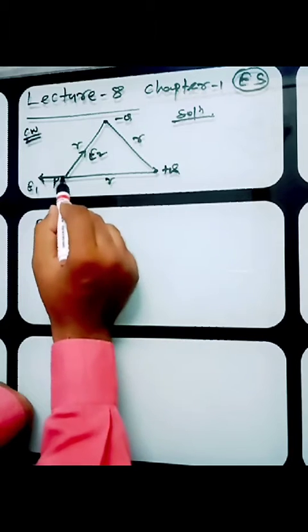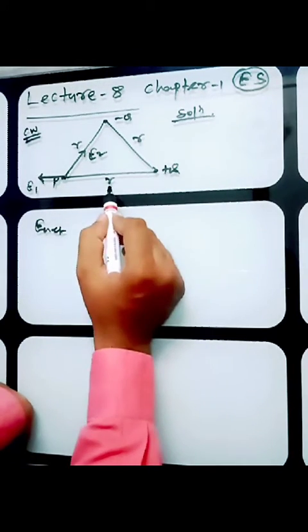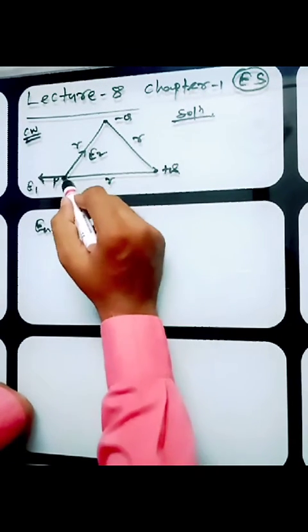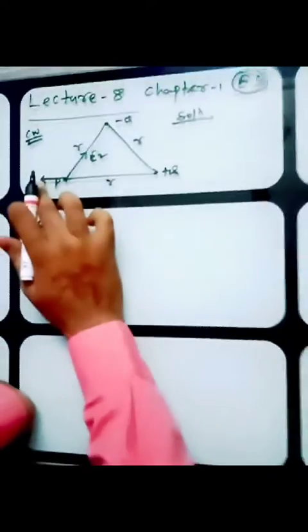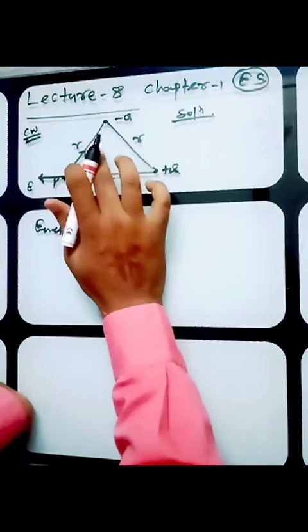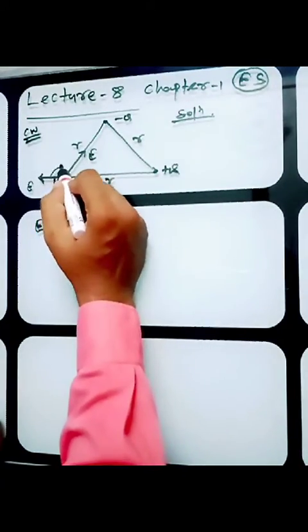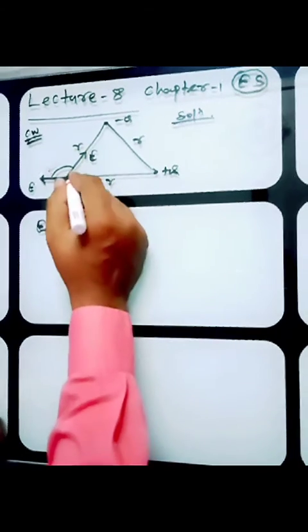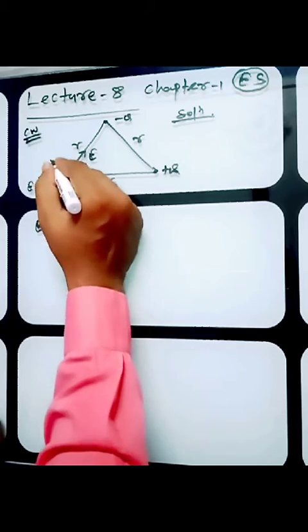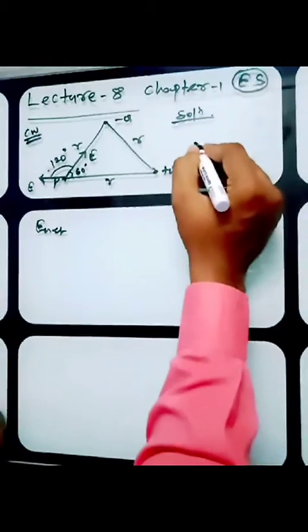Of course, this point is r distance away with magnitude q. This point is r distance away with magnitude q. So the electric field will be the same. So you can write this as E, and this is also E. And these two vectors are inclined at how much angle? Since it is the 60 degree, it will be 120 degree. So you can find the E very easily.